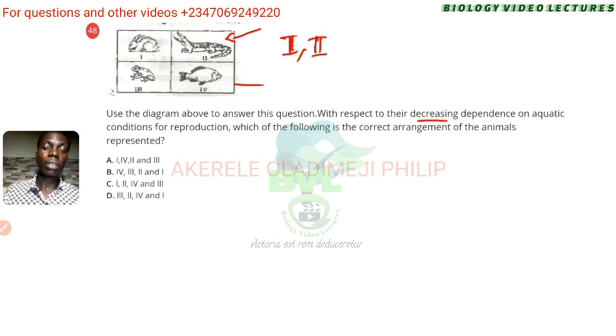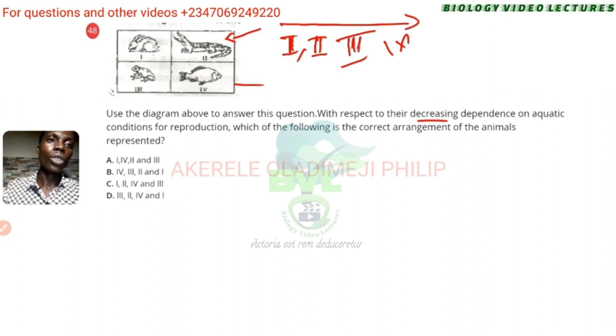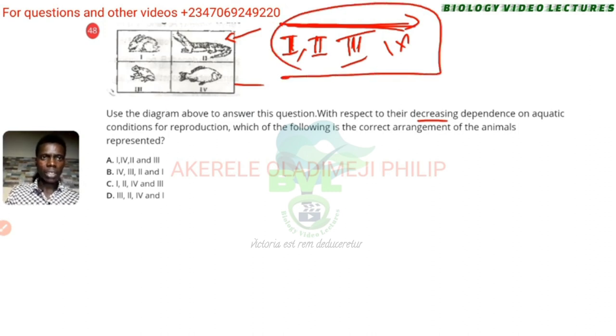Then this is amphibian. Reptiles were the first to step out, but amphibians were not able to adapt totally, so they have to go back. They are shortened between water and land. It's going to be three. Then the last is going to be fish. So as you move like this, you need water the more. So decreasing dependence on water. The answer should be this. But we don't have that in here. What we have here is 1, 2, 4, and 3.